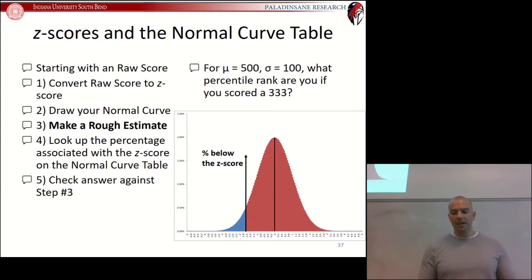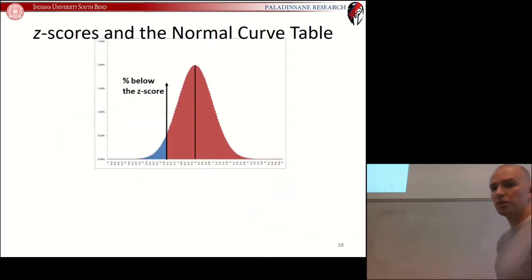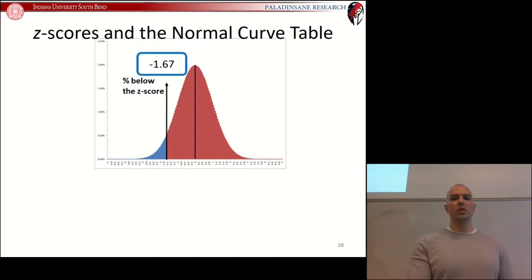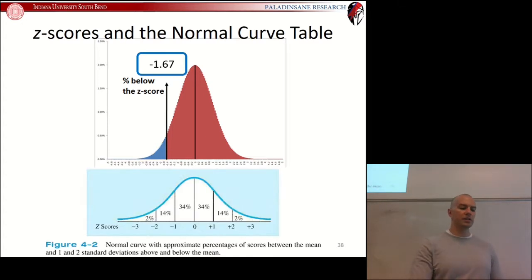So this is a technique that'll get you in the ballpark and it'll prevent you from making an egregious error when you're doing your calculations. So to make a rough estimate, you have your unit normal distribution, you have your z-score distribution here. You're looking for that z-score of minus 1.67. And in your textbook, you'll see this figure here. And this is a figure that, once you work with it a little bit, you'll memorize it. But this is a figure that shows the proportion of the curve between certain scores.